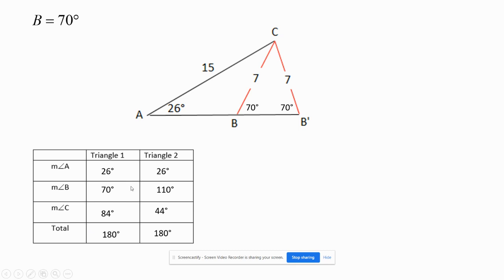So either way, I actually get triangles. So my answer would be that the measurement of angle B is 70 degrees, or the measurement of angle B is 110 degrees.